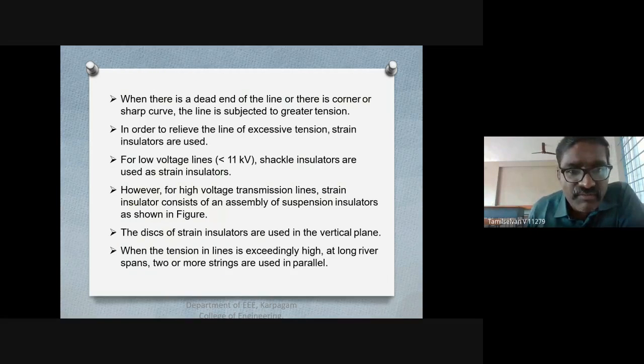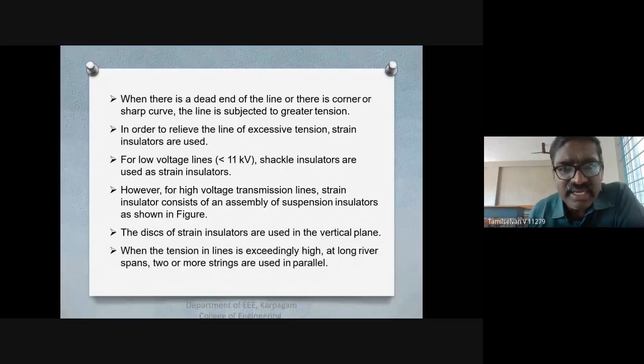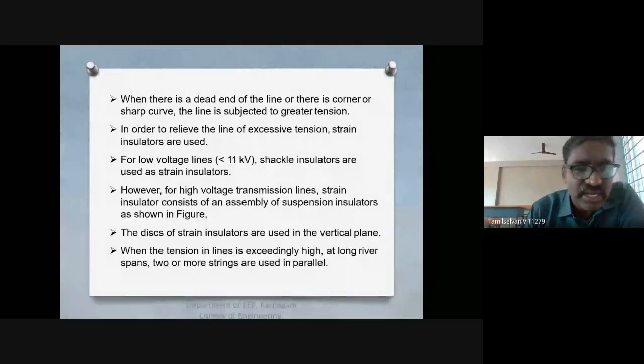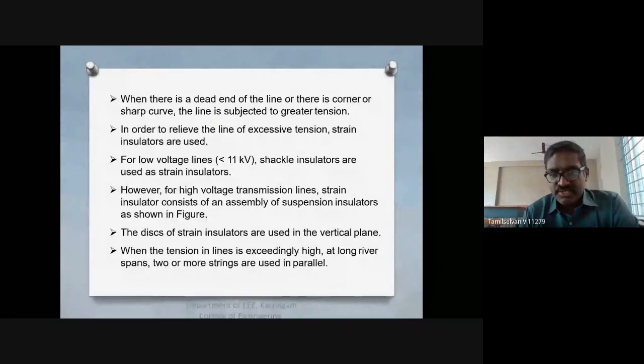See here, when there is a dead end of the line, a corner or a sharp curve, there will be high stress. Then we have to go for strain insulators. For higher voltages, the strain insulators are assembled like suspension insulators. I will show you how they work.